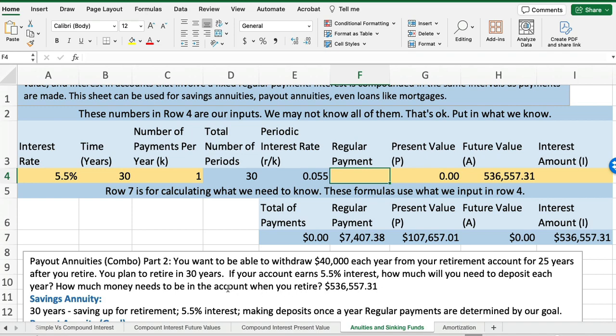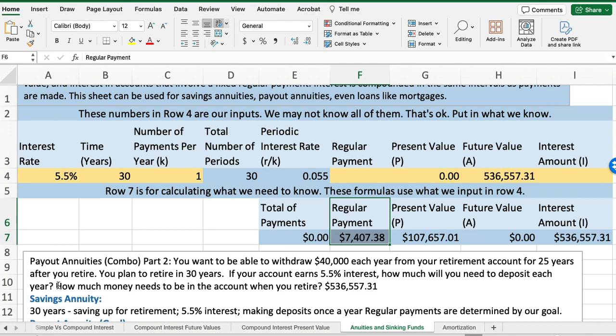So again, we've got two different things going on here. We solved the payout annuity part, and we're using that information as our future value to find out what our savings needs to be. So how much do we need to save, how much do we need to put aside every year or put into the account every year? There you go. It's our regular payment.